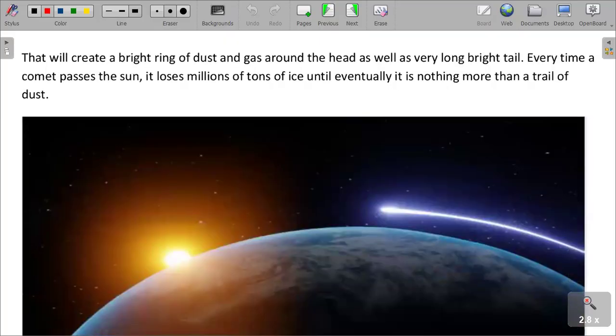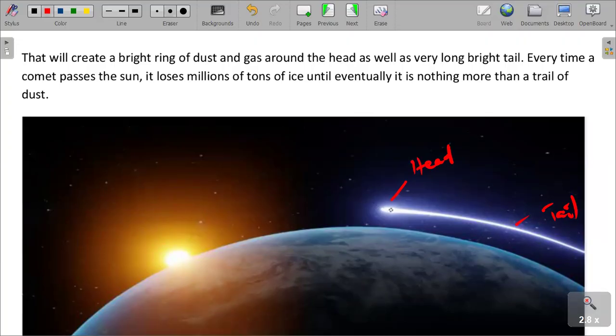When that happens, it creates a bright ring of dust and gas around the head, as well as a very long bright tail. As you can see here, this is the head, and then we have the tail that is forming there. When the head approaches the sun, it melts, and every time a comet passes the sun, it loses millions of tons of ice.